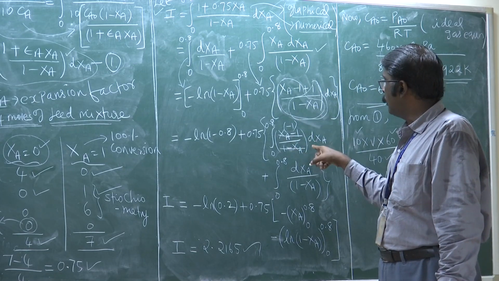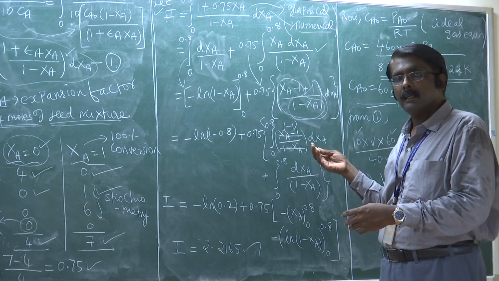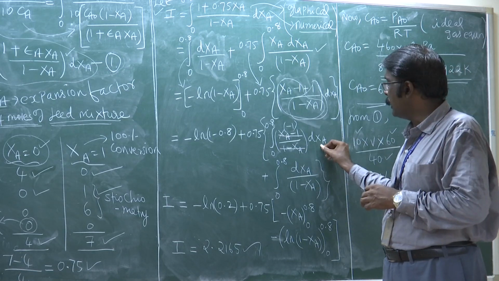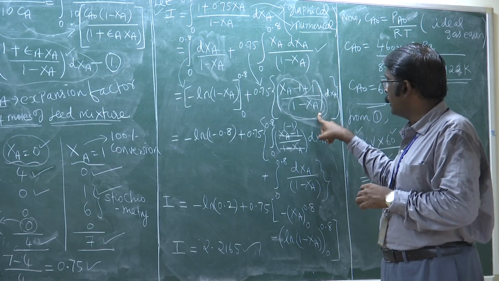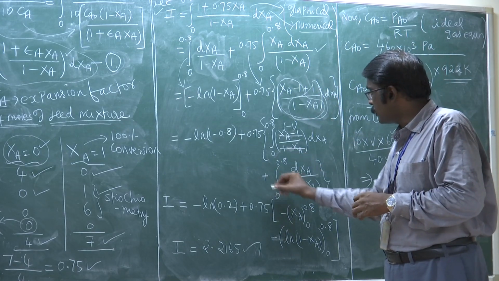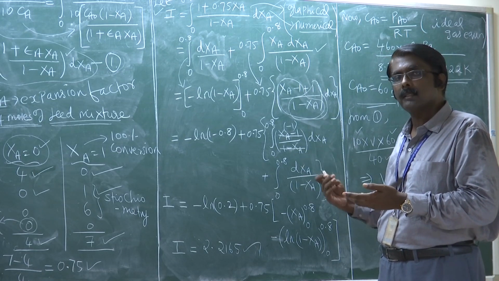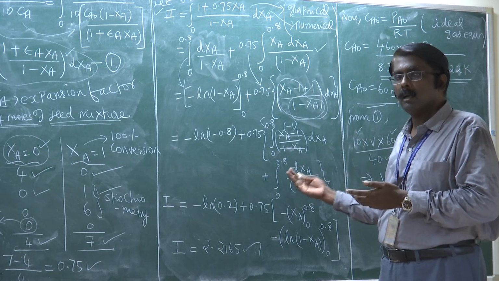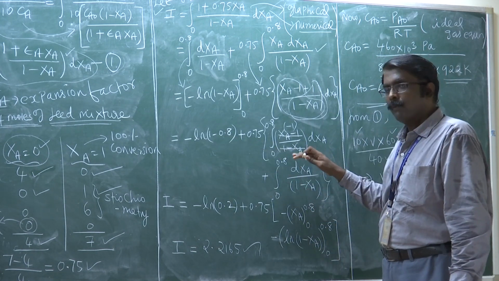That means the first function is a simple function, the integration of minus dx_A we are having. Second function is dx_A divided by (1 minus x_A). For this function we already know the result. It is dx divided by (1 minus x), that will be equal to minus ln of (1 minus x).